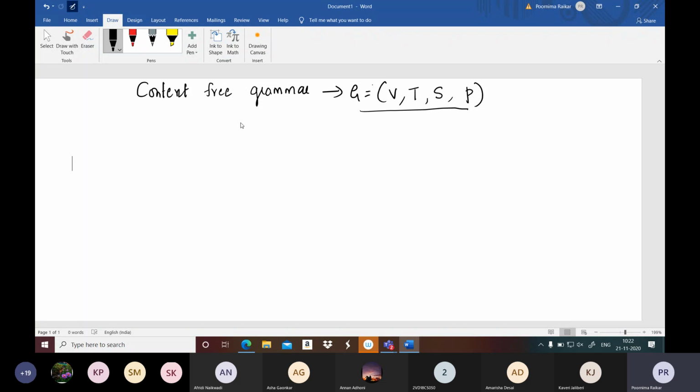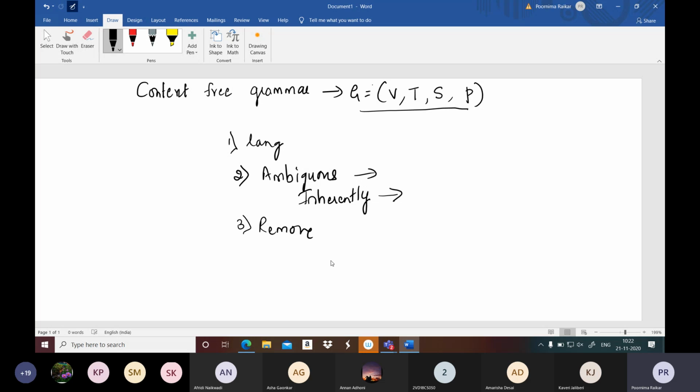So all grammars are defined with respect to 4 tuples. We have studied how to design a grammar for different types of languages. We also studied what is an ambiguous grammar, that is when we have two distinct parse trees, we say it is an ambiguous grammar. We also studied inherently ambiguous grammar, that is a grammar for which all the productions from the start symbol are ambiguous. We have also seen how to remove ambiguity from the grammar.